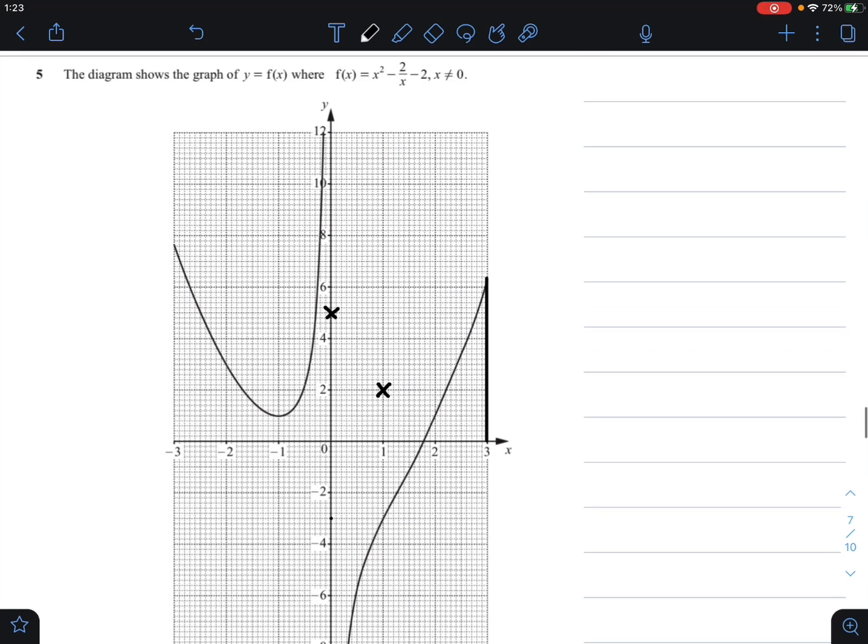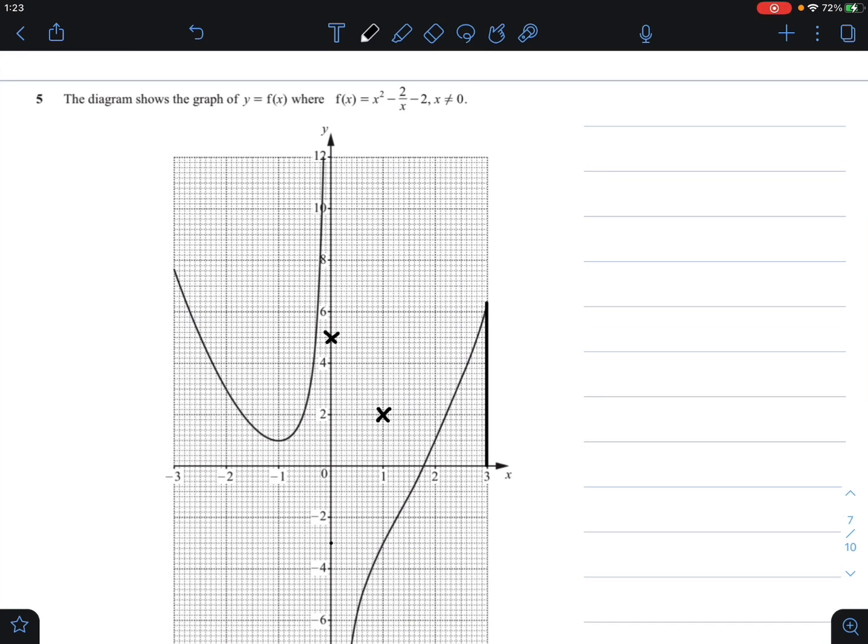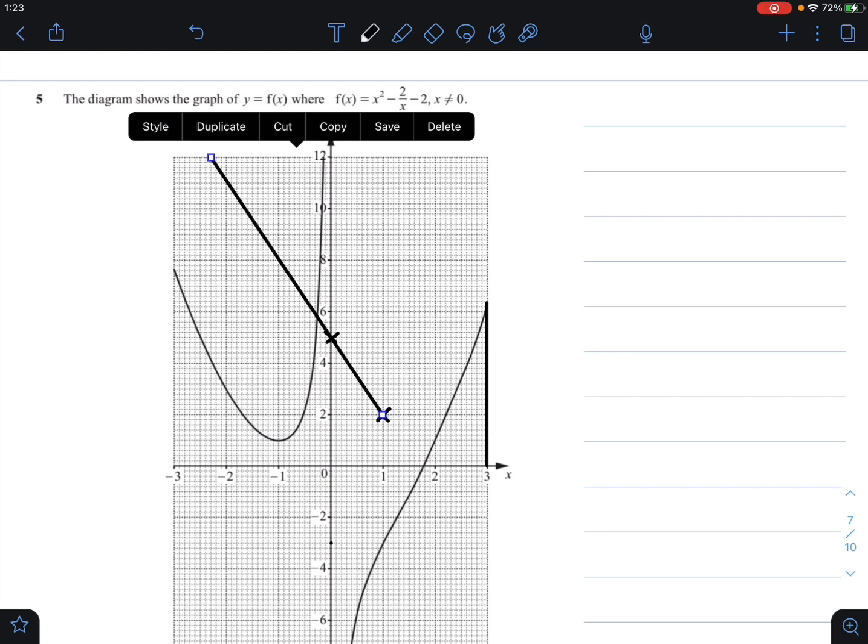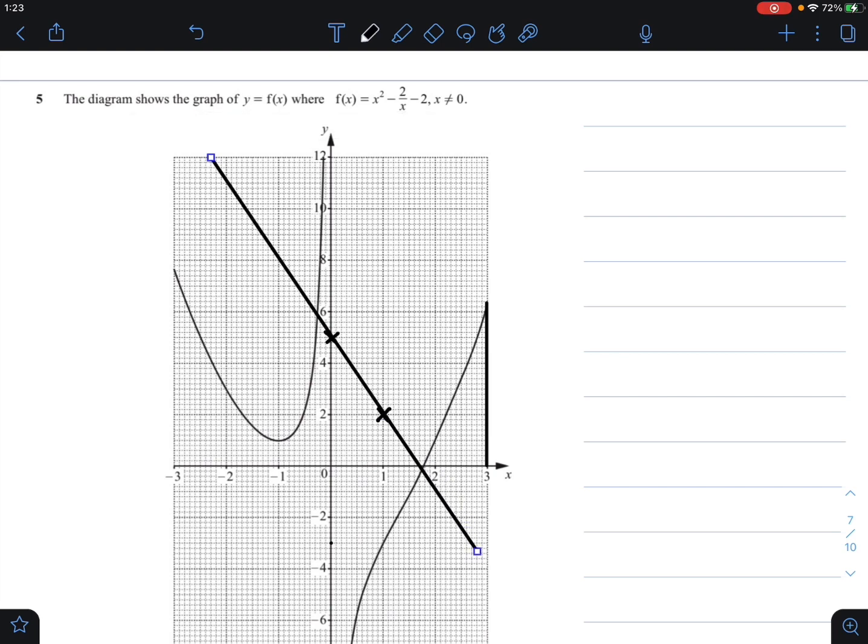Now all you need to do is use your ruler and join both the points and extend it till the end of the graph. Now make sure you use a ruler and a pencil again for this so that you get more accurate answers. And if you make a mistake, you can erase it anytime you want. So this would be the line that you're supposed to draw.